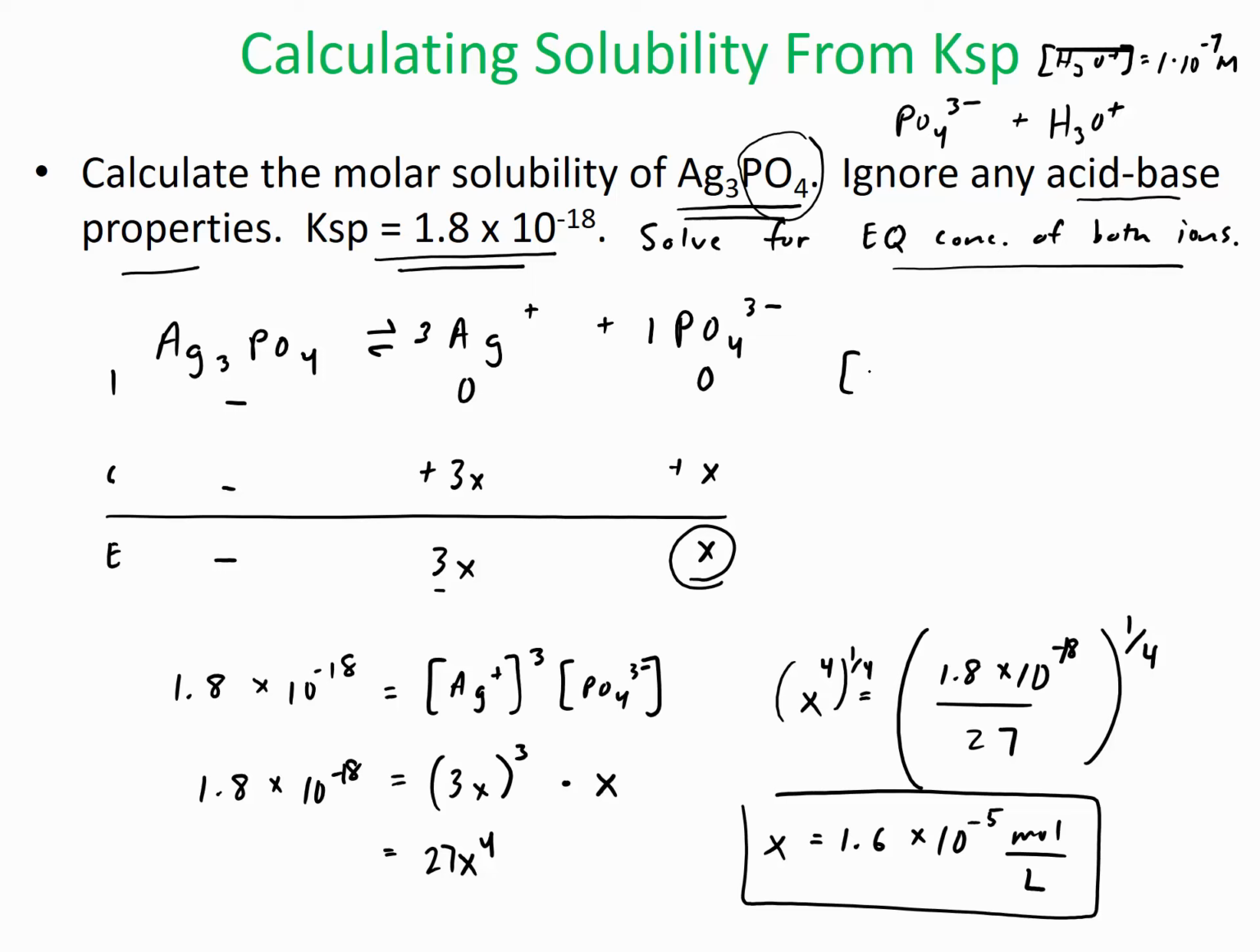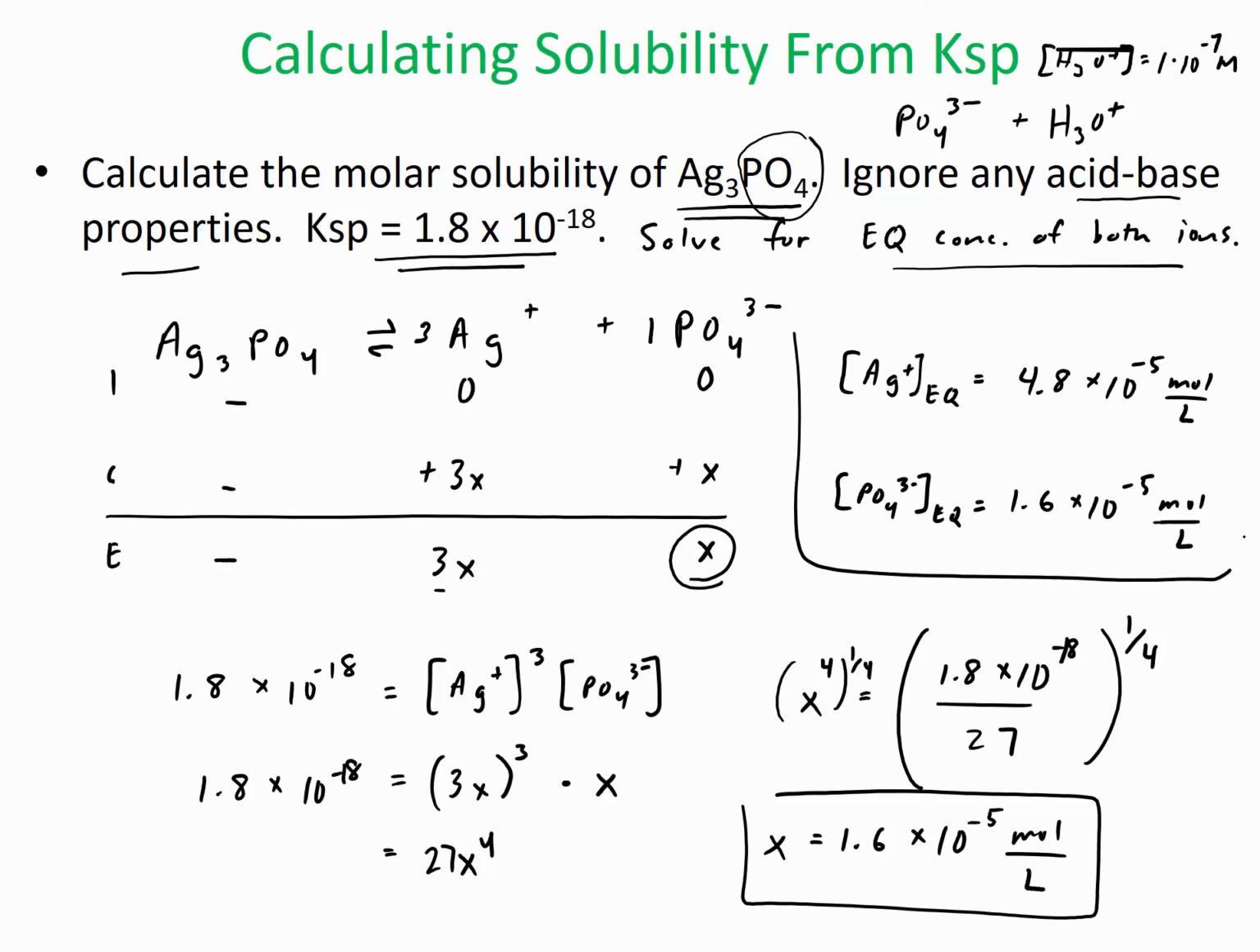So for Ag at equilibrium, my Ag is going to be 3 times that number. So it'll be 3 times 1.6 times 10 to the negative 5th, or 4.8 times 10 to the negative 5th moles per liter. And my phosphate ion will be x, or 1/3 of what Ag was, which is 1.6 times 10 to the negative 5th moles per liter. So those are my 2 ion concentrations.